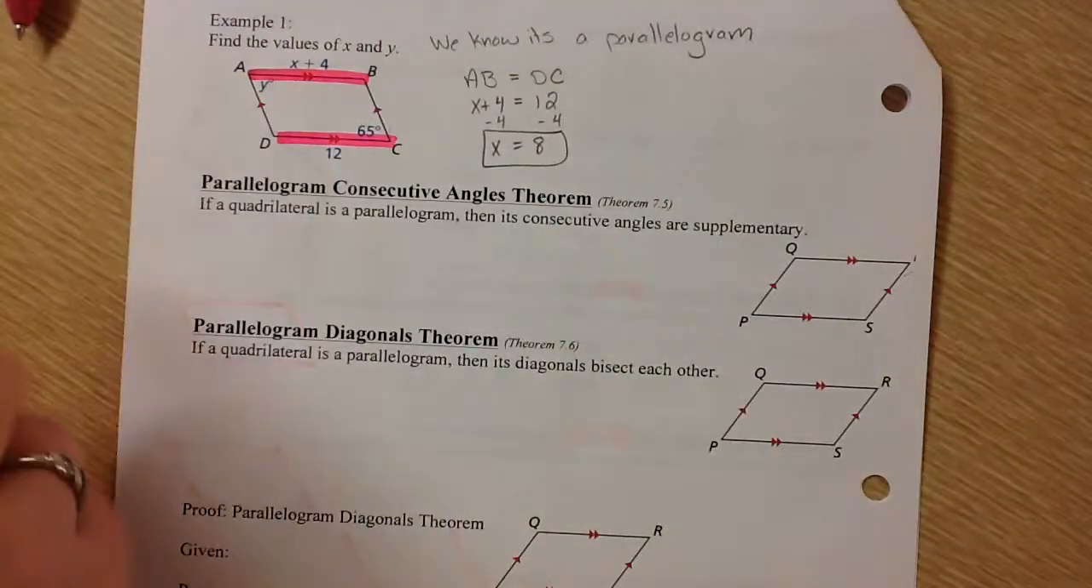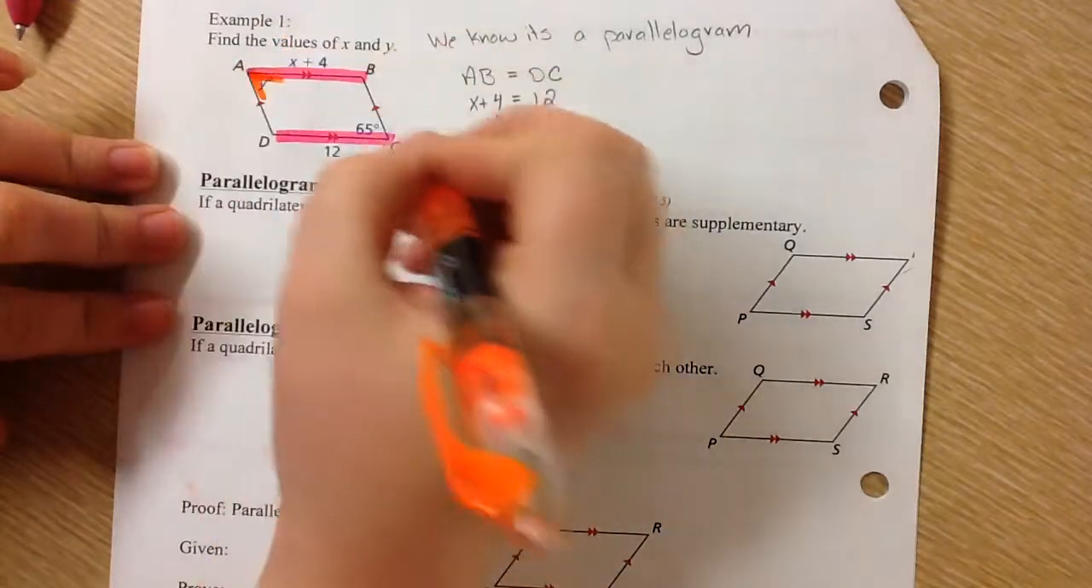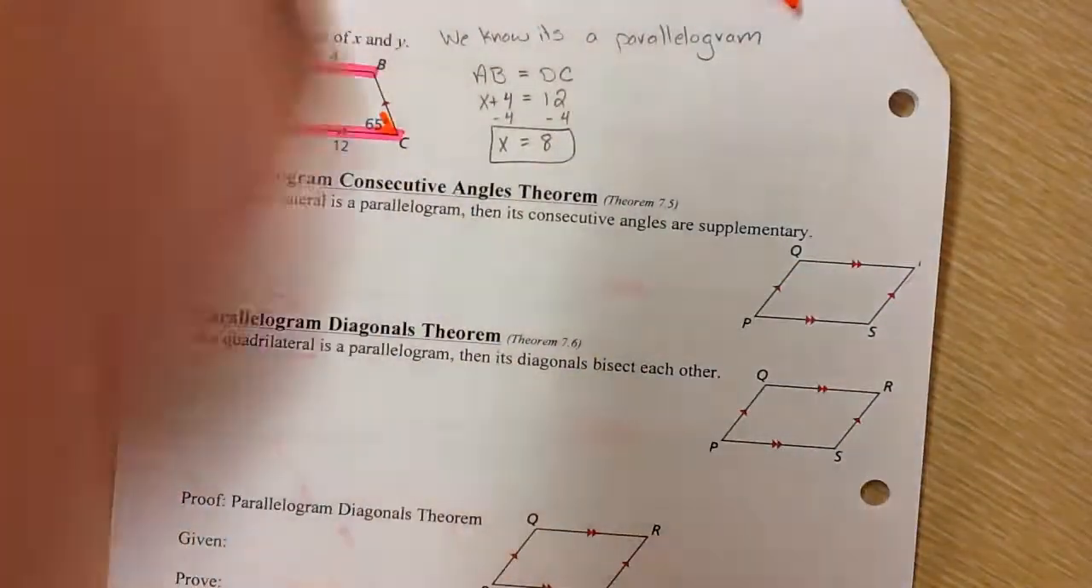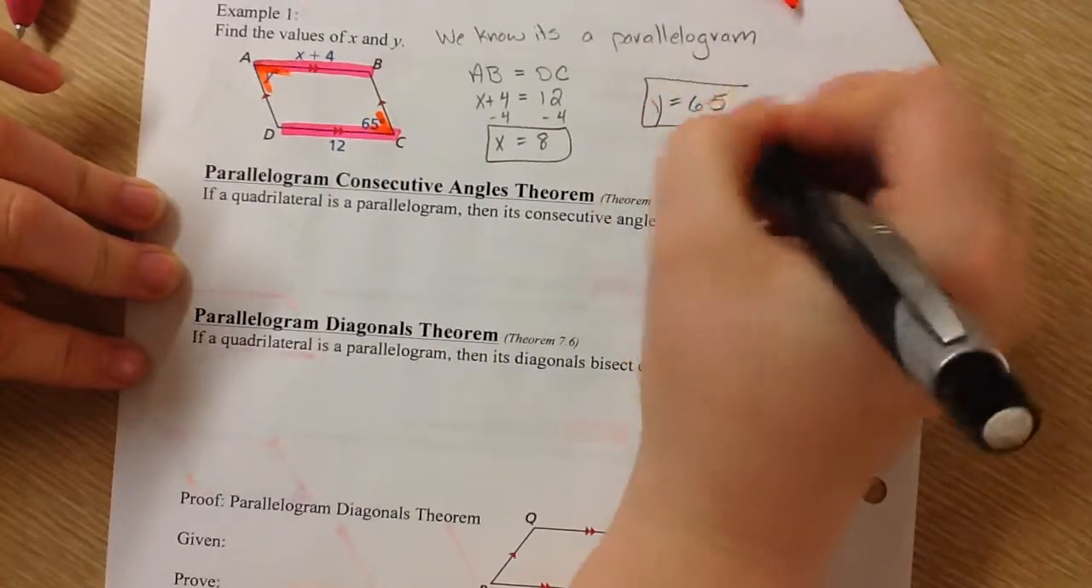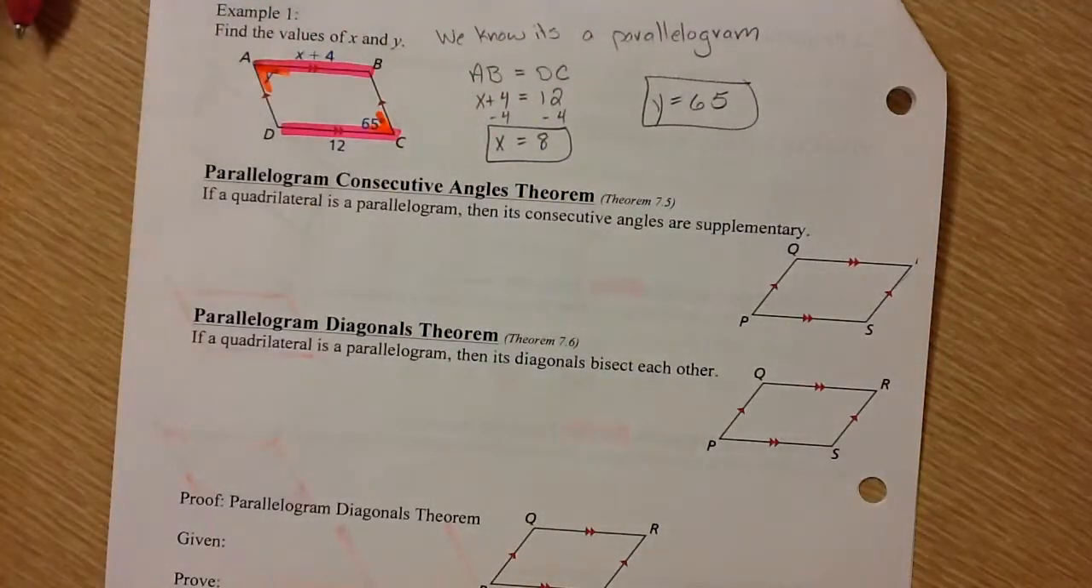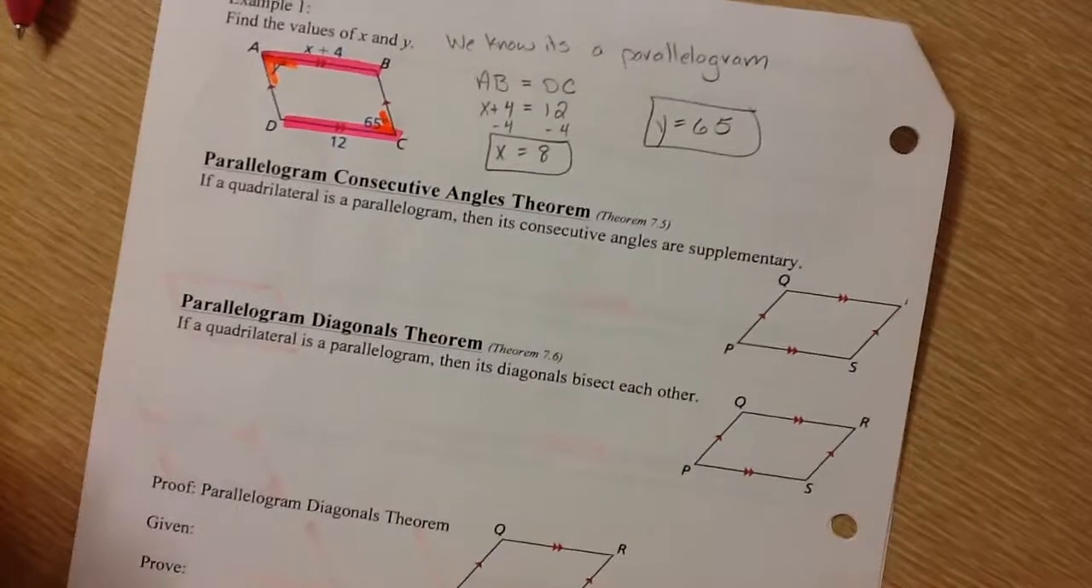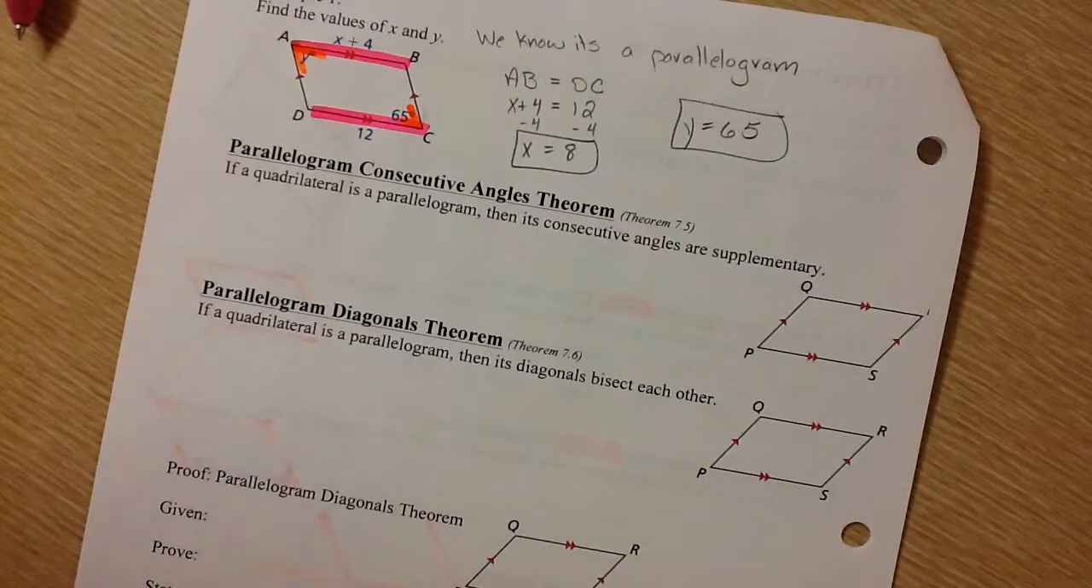We also know opposite angles are congruent. So here angle Y is congruent to that 65, which means Y equals 65. All using those theorems. So we have 2 parallelogram theorems so far. We're going to learn 2 new ones.